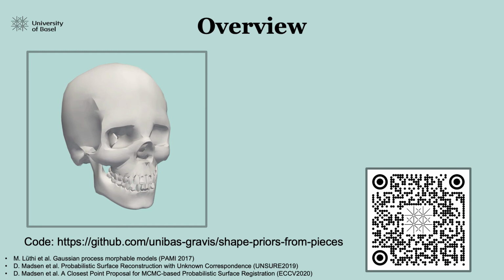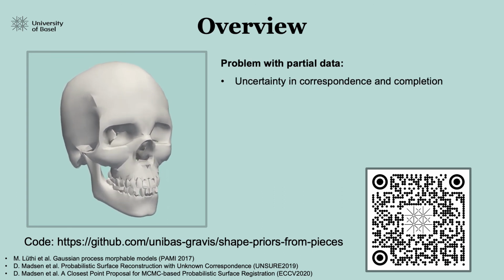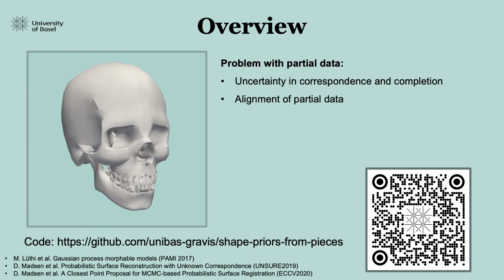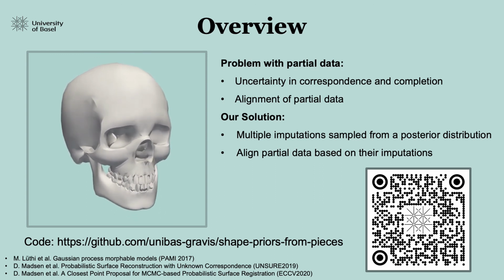So to summarize, we first introduced the main problems concerned with creating point distribution models from partial data, namely the uncertainty in correspondence and the alignment of partial data. Our solution to these problems is to analytically define a data model using the GPMM framework and use this model to estimate the posterior distribution of completions for each partial data observation. The alignment can then easily be done based on the imputed data. Our code and data used for the synthetic data examples is available on GitHub.